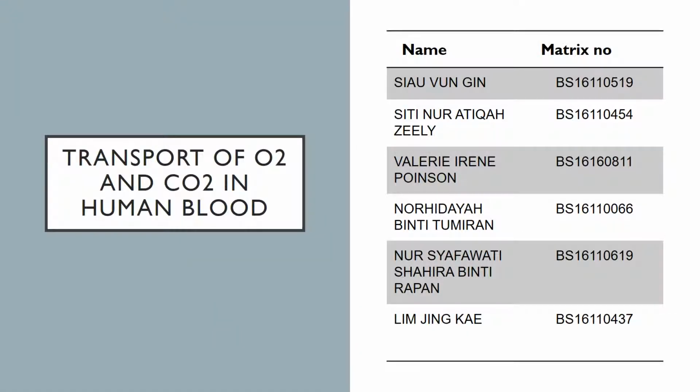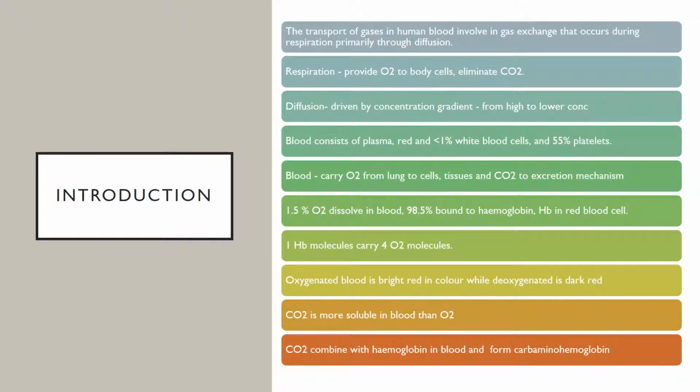Hello everyone, I'm Shafa, representative of my group, and today I'll be answering 3 questions about transport of oxygen and carbon dioxide in human blood. As we know, respiration provides oxygen to body cells and eliminates carbon dioxide. Meanwhile, diffusion is a process driven by concentration gradient where the gases move from higher to lower concentration.